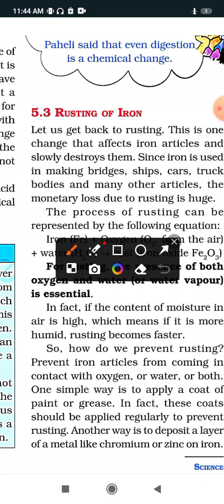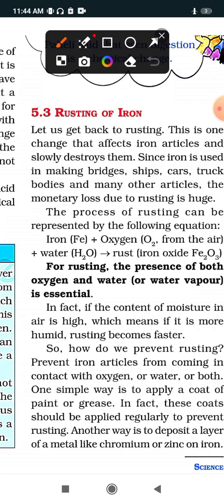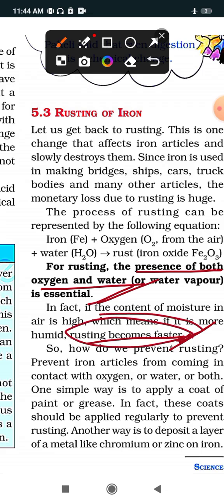For rusting, the presence of both water and oxygen is essential. In fact, if the content of moisture in air is high, which means if it is more humid, rusting becomes faster. If the weather is more humid, then rusting will become faster. So what is the condition for rusting? Both water and oxygen are essential.